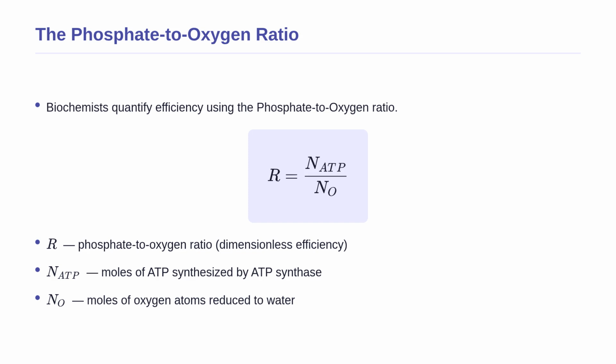In this equation, N sub ATP represents the number of moles of ATP synthesized by the ATP synthase turbine. N sub O represents the number of moles of oxygen atoms that are reduced to form water at complex 4. Oxygen is the final electron acceptor, so measuring it tells us exactly how many electrons have flowed through the pumping sites. If N sub ATP increases while oxygen consumption stays the same, the ratio R increases, meaning the mitochondria are highly efficient.